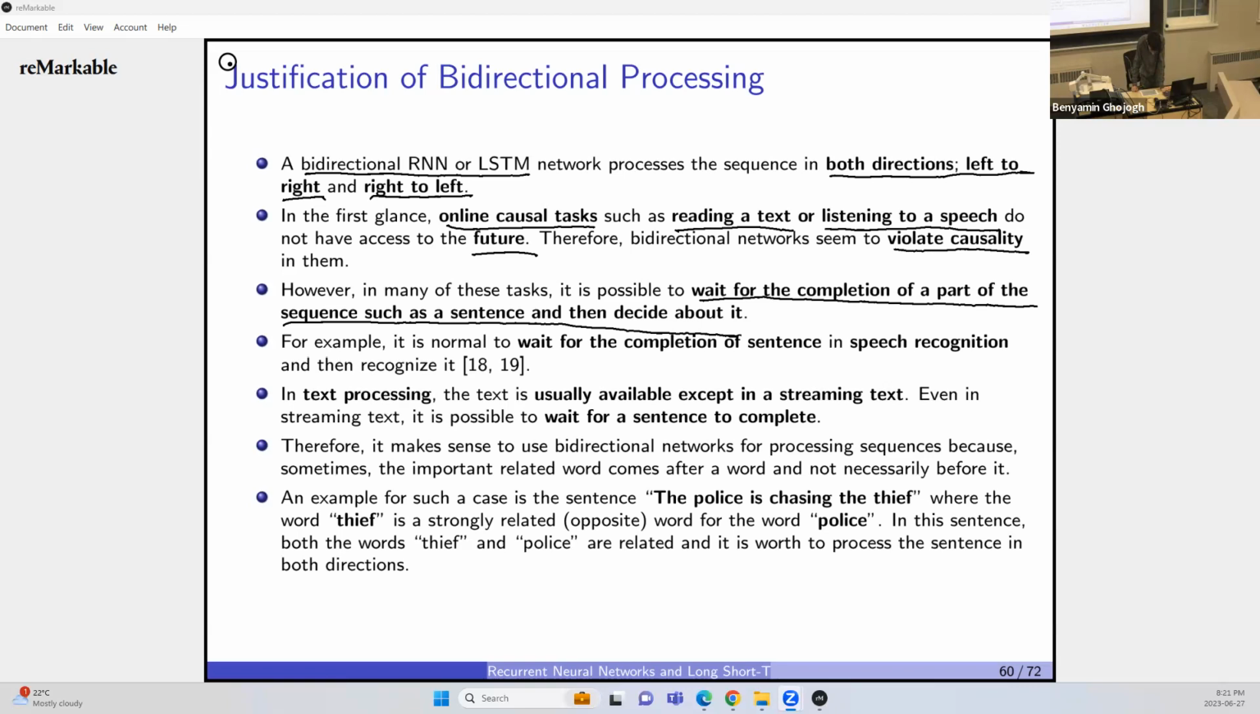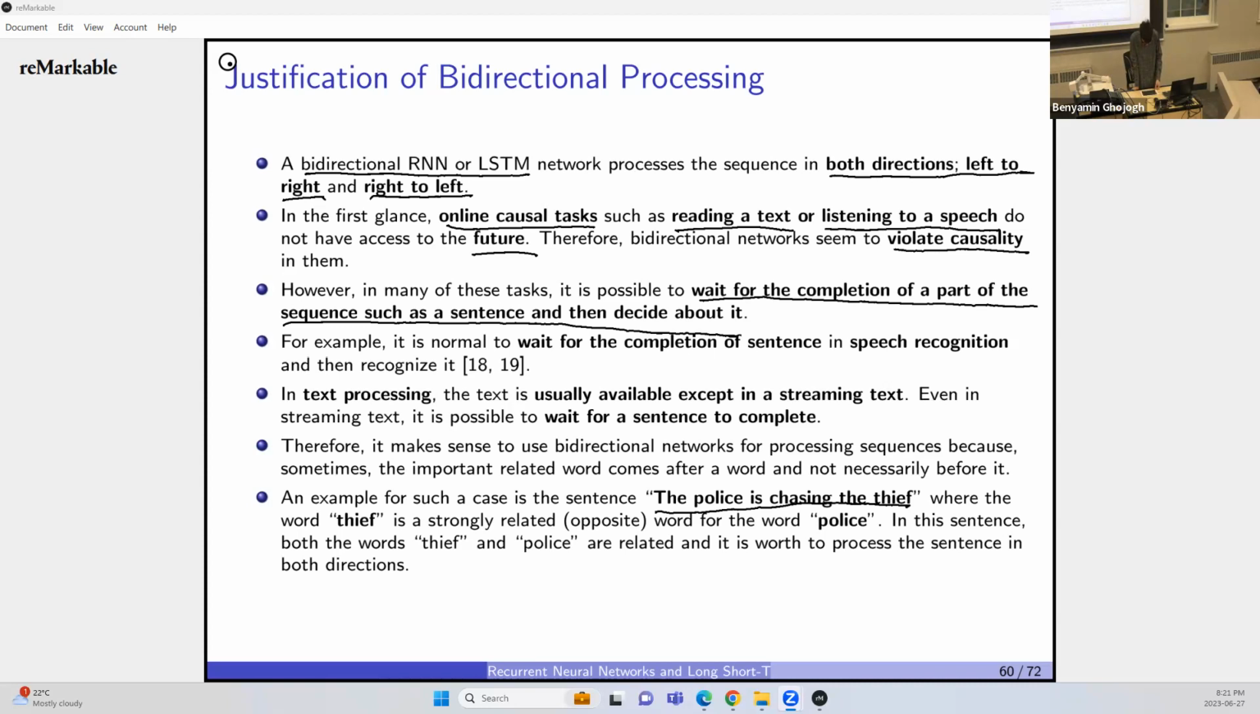Then also, why do we need bidirectional processing? What's the philosophy? Consider this sentence: the police is chasing the thief. If you look at it left to right, you first see police and then thief, which are related to each other. If you go right to left, you first see thief and then police. They're also related to each other, right? So you see these related words in both directions. Which one do you see first? That's important.